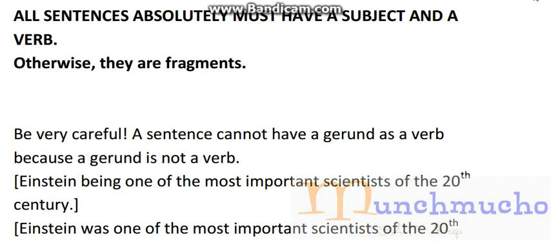First thing you must know is that all sentences absolutely must have a subject and they absolutely must have a verb. In other words, there needs to be someone or something that's doing something else. If this is absent, if you do not have a subject and you do not have a verb, then the sentence is not a sentence, but it's rather a sentence fragment.